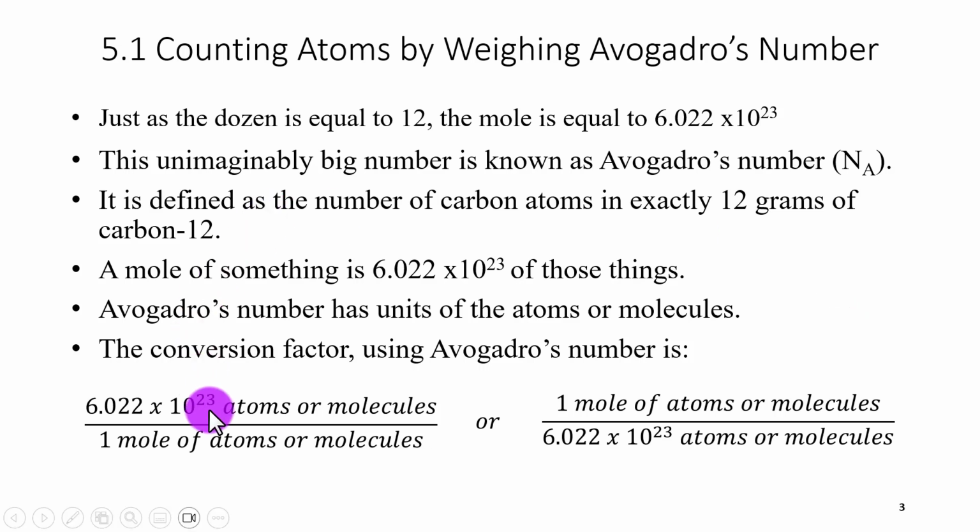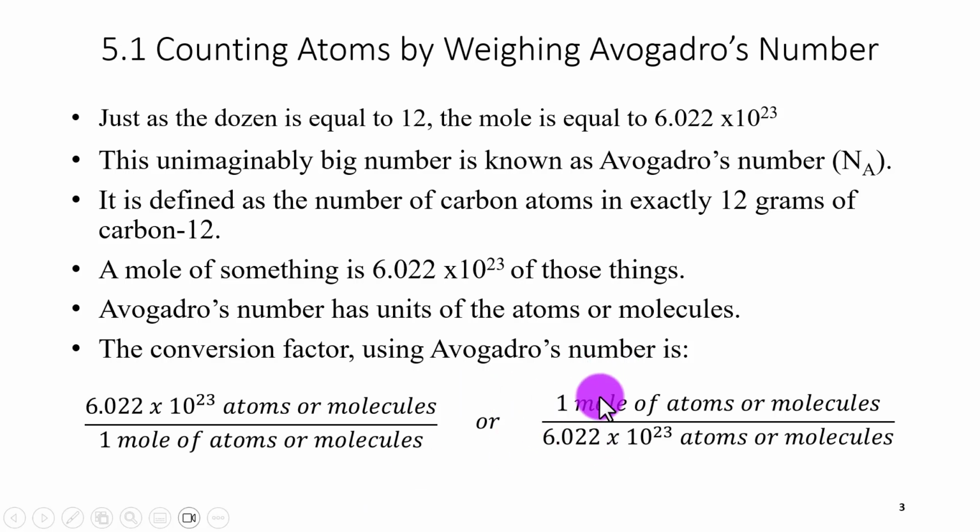Now, when we use Avogadro's number to do calculations, we can use it as a conversion factor and express it in two different ways, as two fractions: 6.022 times 10 to the 23rd atoms or molecules over 1 mole of atoms or molecules. And these could be potassium atoms, sodium atoms, water molecules, carbon dioxide molecules, whatever I'm talking about, either atoms or molecules.